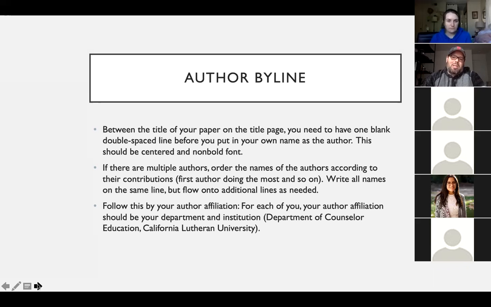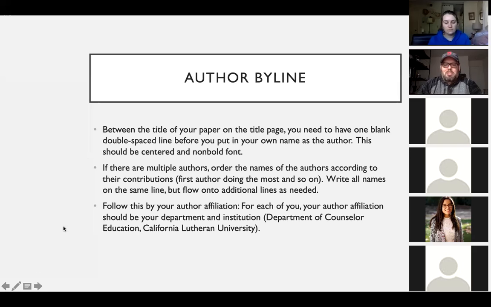Typically what I suggest is alphabetical by last name. It's just an easy way to sort of do it. That does not necessarily mean to your faculty members that we believe that whoever is first has done the most work. So when you're working on group projects, keep in mind that however you want to write the names is fine, but we don't necessarily assume that the order there is based upon who did the most in terms of the work.